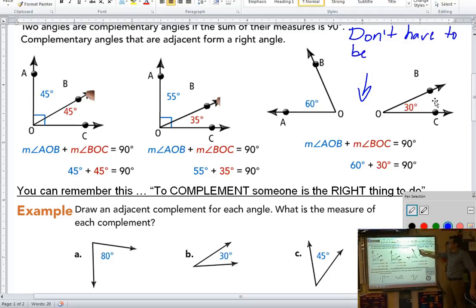So if you would just have 2 random angles that add up to 90, they can be complementary? Yep. So if you have 89 and 1 degrees, that makes 90. It's complementary. So you don't even have to be connected? They don't have to be connected. It'd just be like a really skinny thing, right? They do not have to be connected.